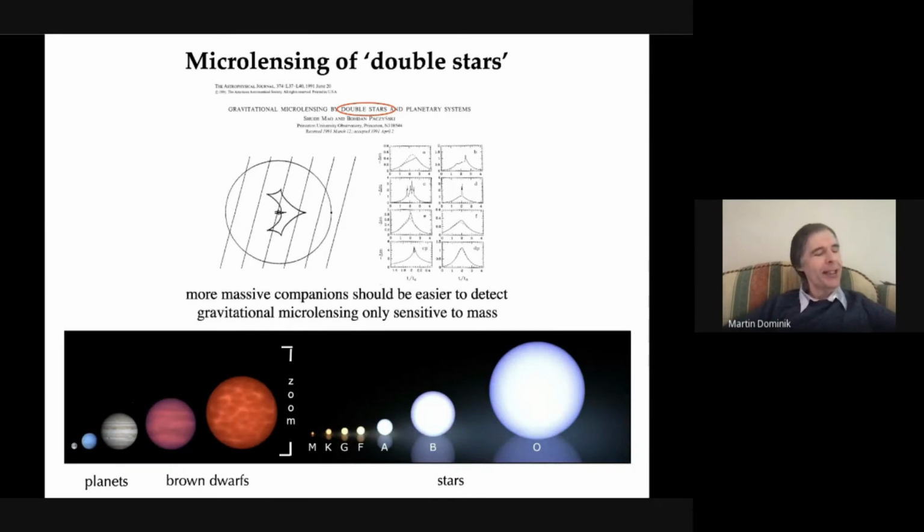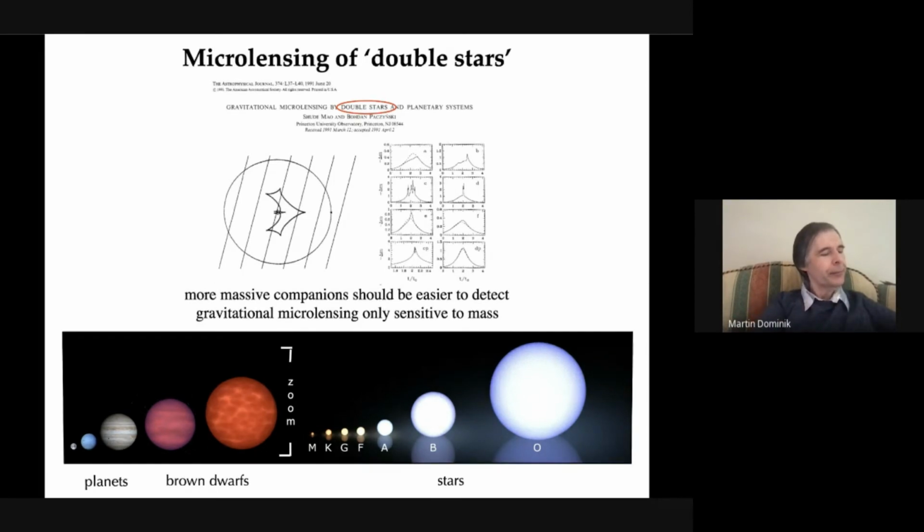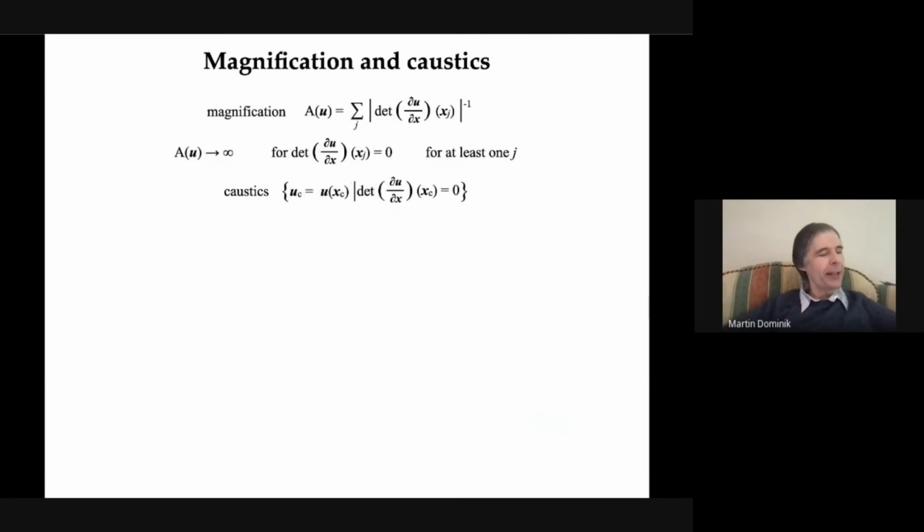Schneider and Weiss in 1986 and Paczynski in 1991 not only suggested that planets could be detected by microlensing, but pointed out that more massive companions should actually be easier to detect. For such binary lens systems, one finds extended lines that describe source positions for which the point source magnification diverges, or equivalently, the Jacobian determinant of the lens mapping for at least one of the images vanishes. These constitute the caustics of the optical system.